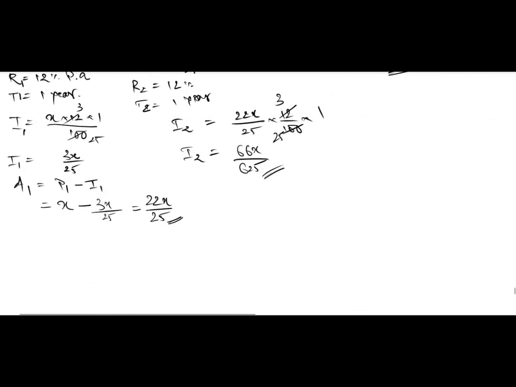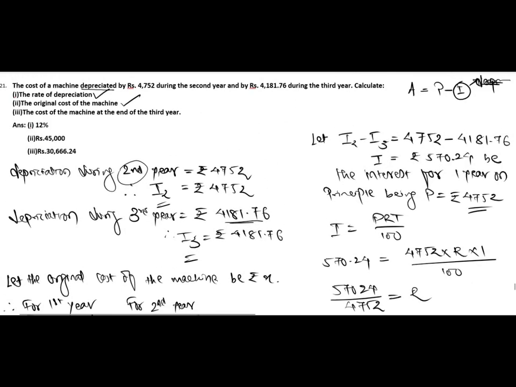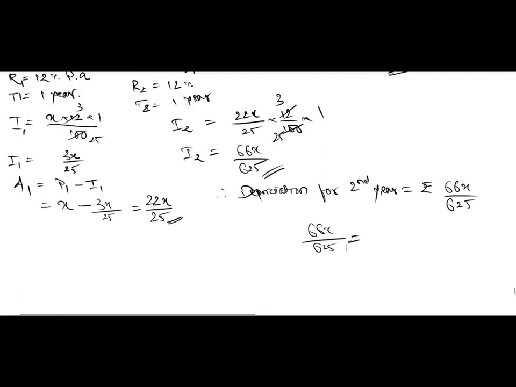So we have found the depreciation for the second year. Therefore, depreciation for the second year is equal to rupees 66x upon 625, and 66x upon 625 is equal to, we know the depreciation during the second year, it is 4752. So we equate it with rupees 4752. So x is equal to 4752 into 625 upon 66.